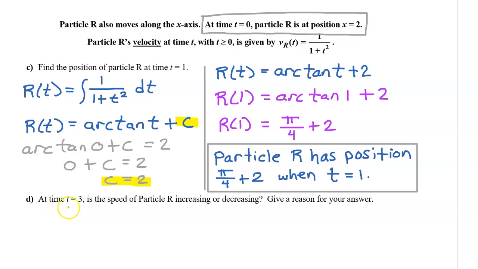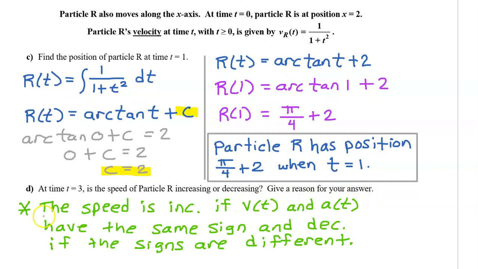Part D. At time t equals 3, is the speed of particle r increasing or decreasing? Give a reason for your answer. Here are the notes that you must have memorized in order to answer a question like this. The speed is increasing if velocity and acceleration have the same sign, and decreasing if the signs are different. So we need to find the velocity at time t equals 3 and see if it's positive or negative, and we need to find the acceleration at time t equals 3 and see if it's positive or negative. If the signs are the same, speed is increasing. If the signs are different, speed is decreasing.